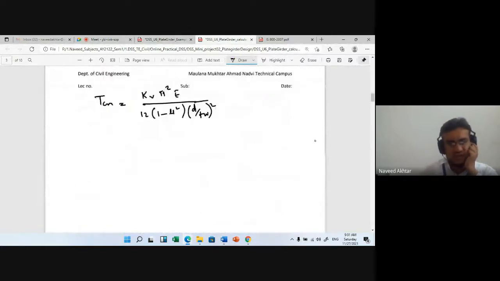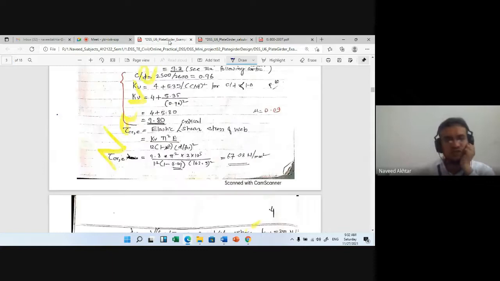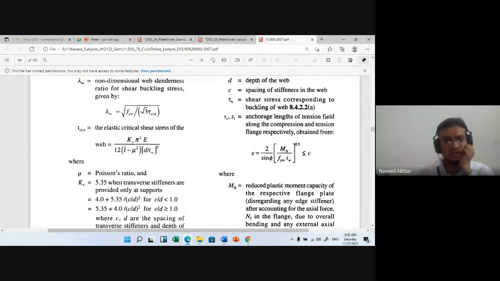Now here you know the Kv. Kv we have found as 9.8. Pi value you know. E is 2 into 10 raised to 5 for the steel. 12 into 1 minus mu square, that is 0.3 square, into d by tw ratio, 162.5 whole square. We will get this tau CR value 67.08. So this first step we have done to find out the Vcr. Now that we know tau CRE, you can find out lambda w.